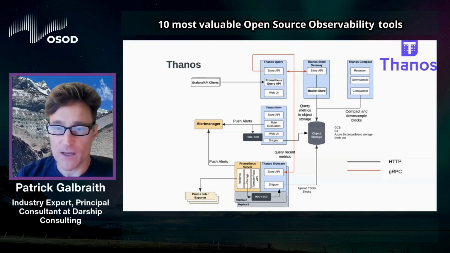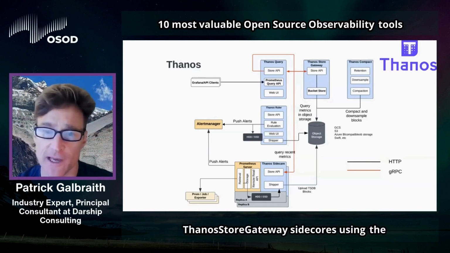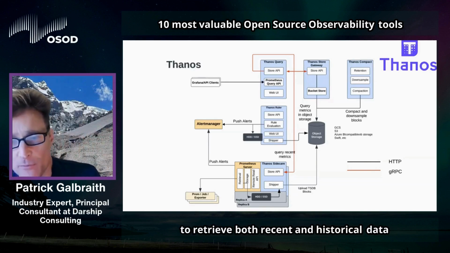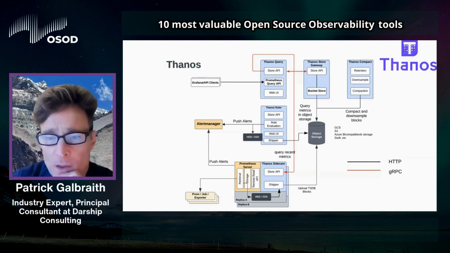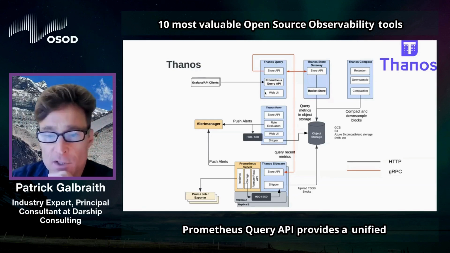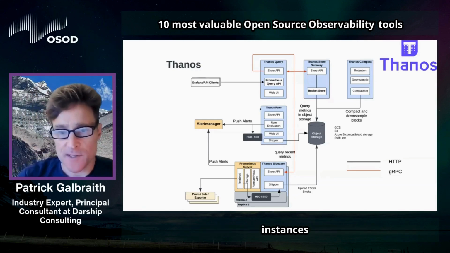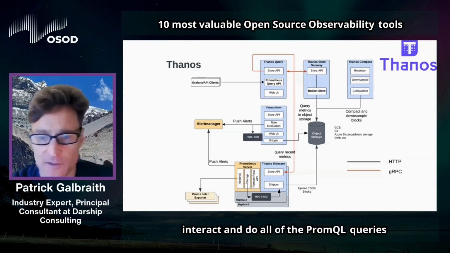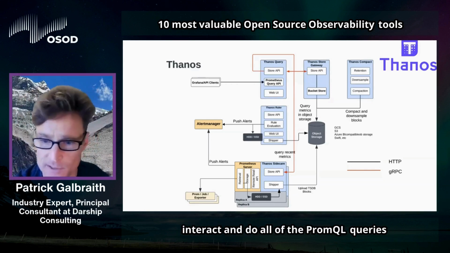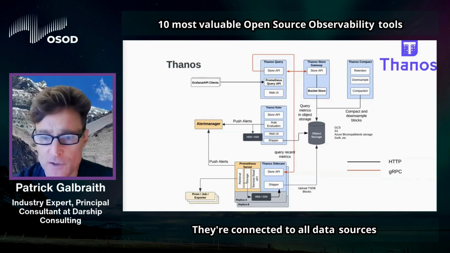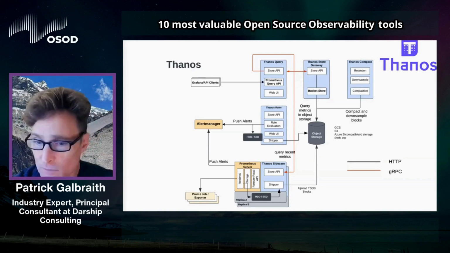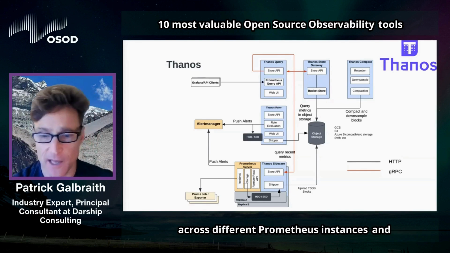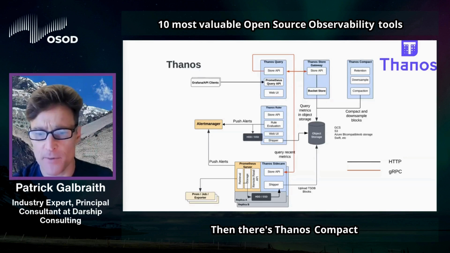Function. Store API to collect multiple Thanos store gateway sidecars using the store API to retrieve both recent and historical data. Prometheus Query API provides a unified querying interface for all Prometheus instances. And then a web UI, which allows the user to interact and do all of the PromQL queries they want to run that are connected to all data sources. It's making it easy to analyze whatever data they want to look at, spanning across different Prometheus instances and long-term storage. Then there's Thanos Compact.